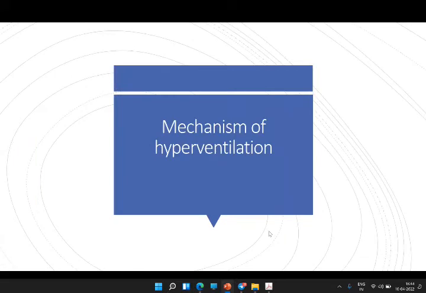Now we will see the mechanism of hyperventilation. At high altitudes, there is hypoxia. This hypoxia stimulates the peripheral chemoreceptors, and that stimulates our respiratory center, and we start to hyperventilate. When we hyperventilate, there is carbon dioxide washout, and because of it there will be respiratory alkalosis. A low PCO2 and respiratory alkalosis will inhibit hyperventilation.